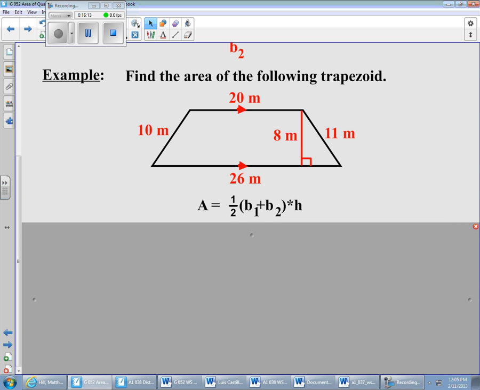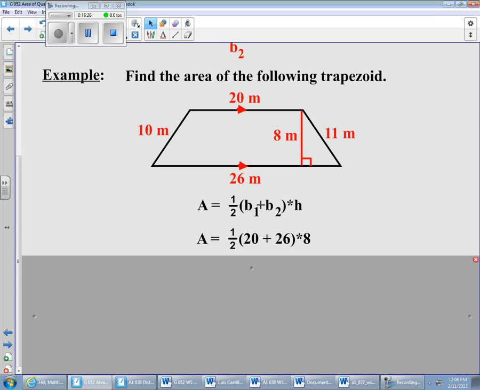Now, which value gets called the height in this case? The 8. How do you know that the 8 is the height as opposed to the 10 or the 11? Yeah, the height is always going to be perpendicular to your bases, so try to find your right angle. So the 8 is going to be the height. We're just plugging in information right into our formula.